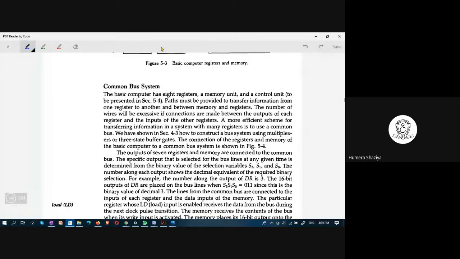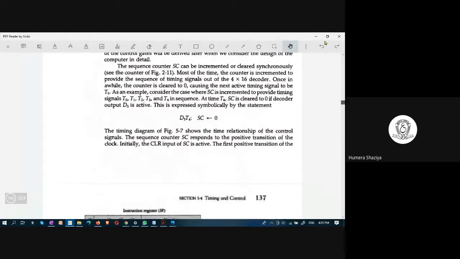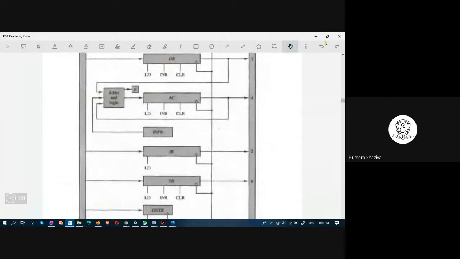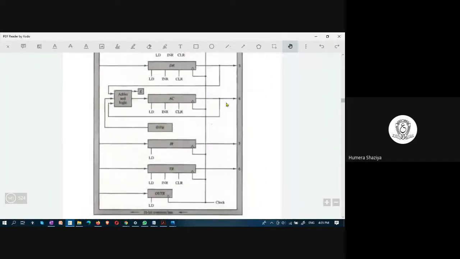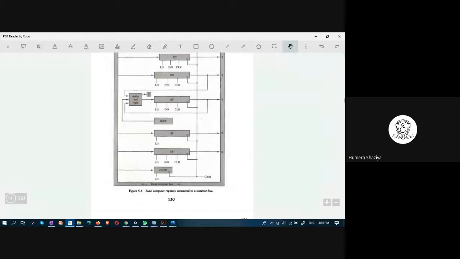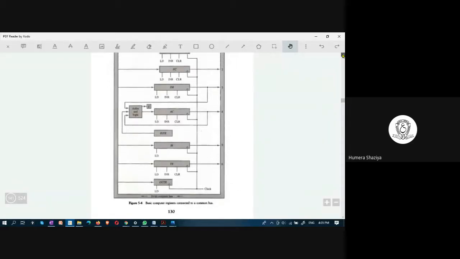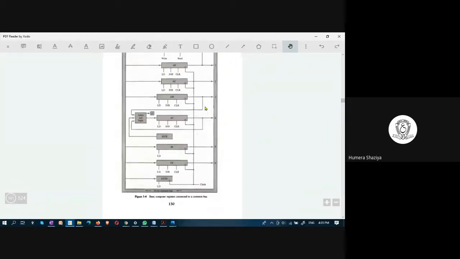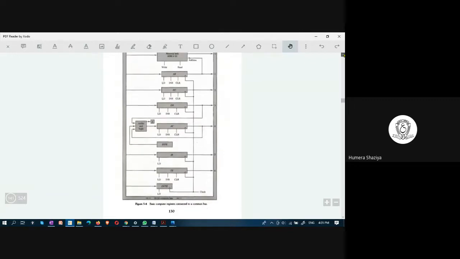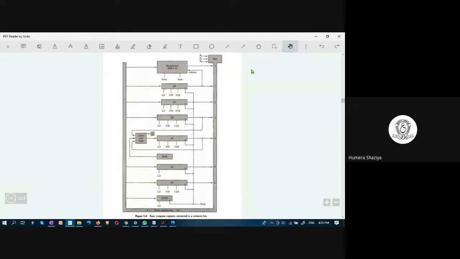Let us look at the common bus system for our computer that has these registers. Now we consider that our computer system has these registers. We did it for R1, R2, R3, R4, which were general registers. Now we have processor registers, which have specific tasks.